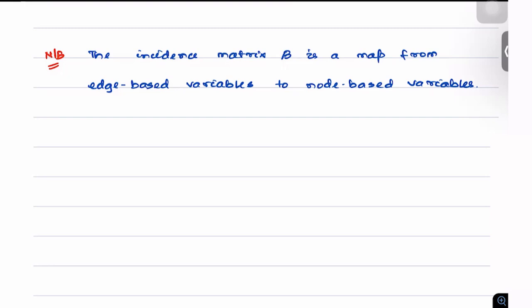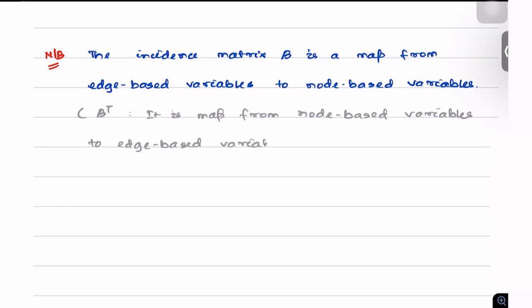Now, in a similar manner, if you're looking at B transpose, it is a map from node-based variables to edge-based variables. Okay.